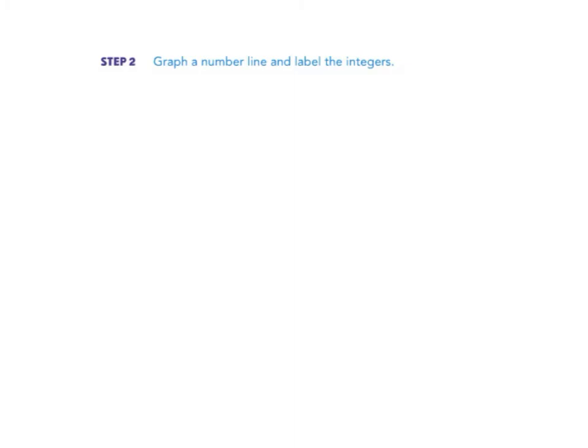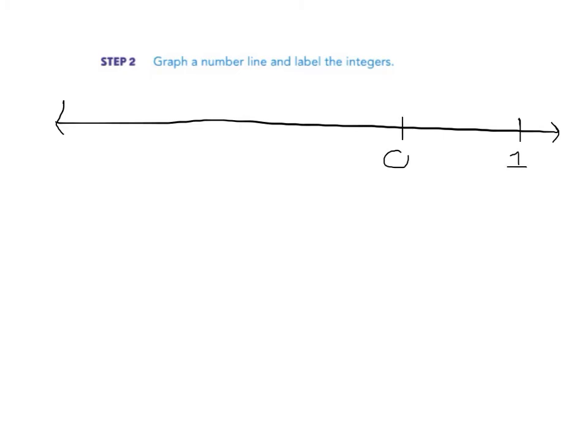Alright, so the next step is to graph a number line and label the integers. So I'm going to try my best to make a nice number line on the screen, but I can't guarantee anything. No, that's not too bad. Alright, so let's label my integers. So I know that my greatest number had to be 1. So I'm going to have my right side be at 1, and then I'm going to work my way down to a negative 3 because I know that those were the integers I found in the previous step. So I have my number line. It goes from a negative 3 up to 1. So let's look at the next step.